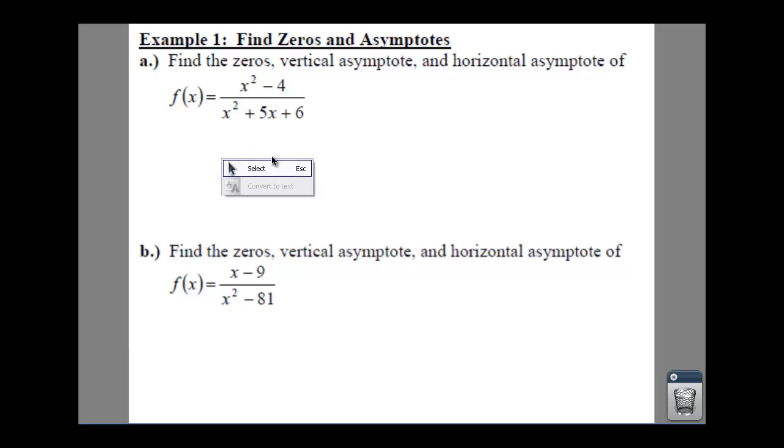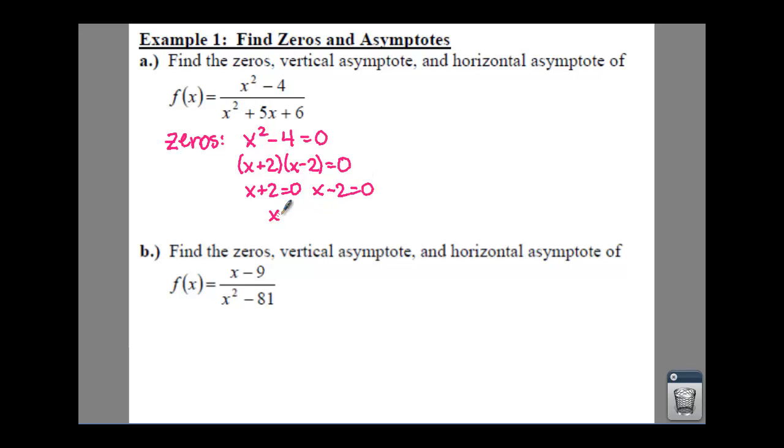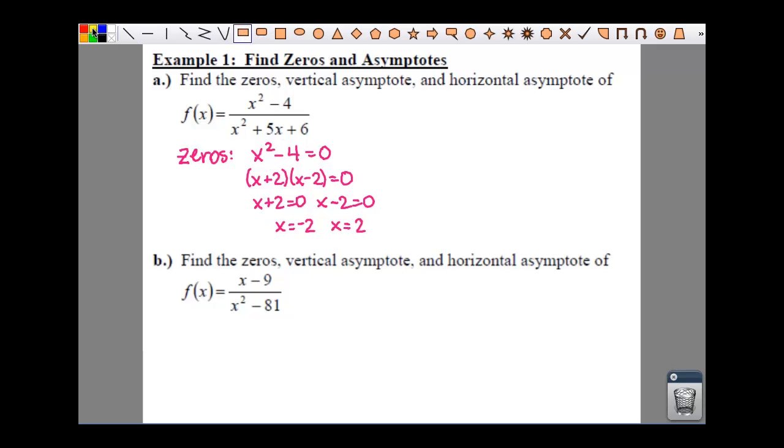Let's look at example number one. So here what we need to do is find your zeros. In order to find your zeros, remember we are going to set your numerator equal to 0. So if we say x squared minus 4 equals 0, then if we go ahead and solve this, x plus 2 times x minus 2, that's going to be equal to 0. You set each set of parentheses equal to 0. You're going to get x equals -2 and x equals +2. So there are your zeros.